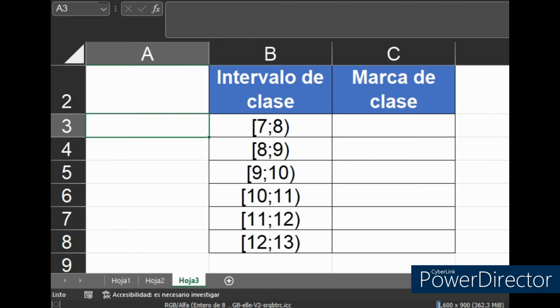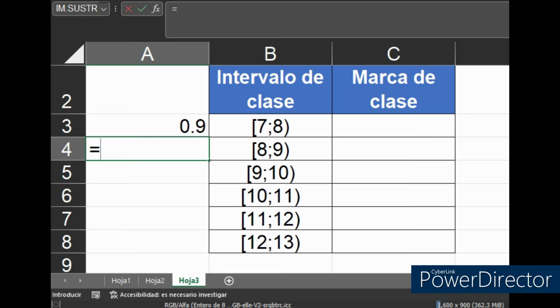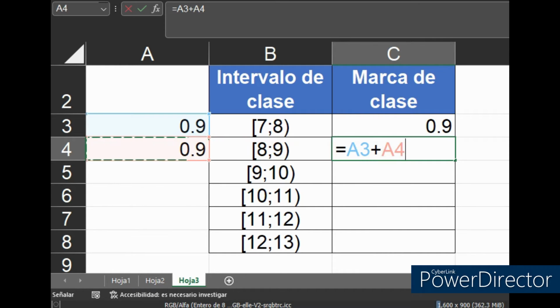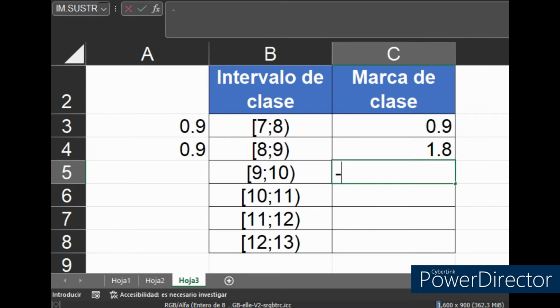In the class mark, we only have to add the midpoint of each interval. If in the first we have 7, 8, this is 7.9 because 8 is not counted. 7.9 minus 7 equals 0.9. If in the second interval we have 8, 9, then it is 8.9 minus 8 equals 0.9. Therefore, our first class mark is 0.9 and the second is 0.9 plus 0.9, that is to say 1.8, and so on.